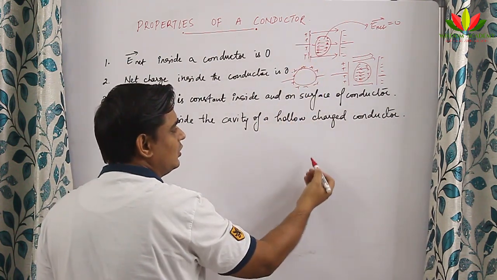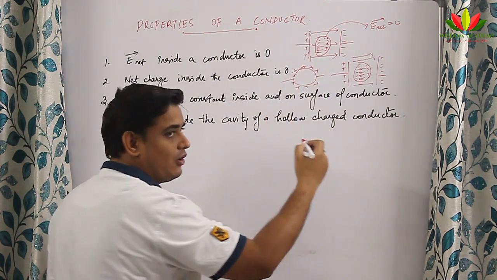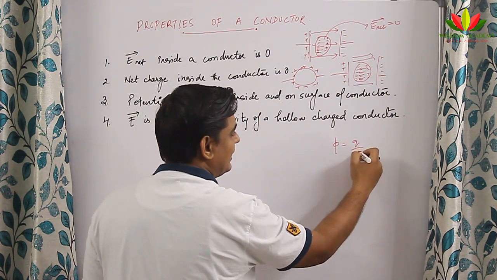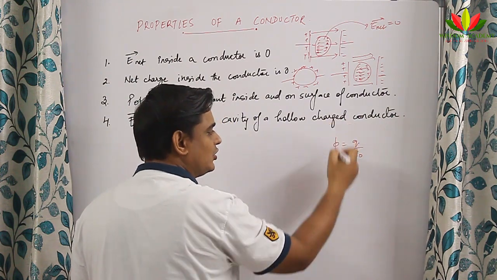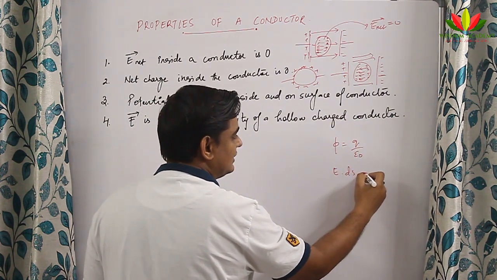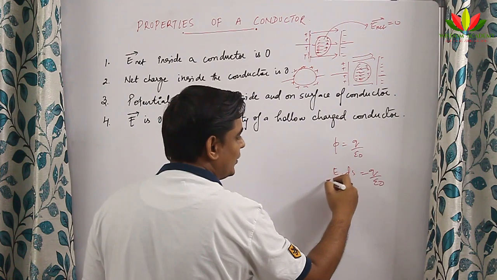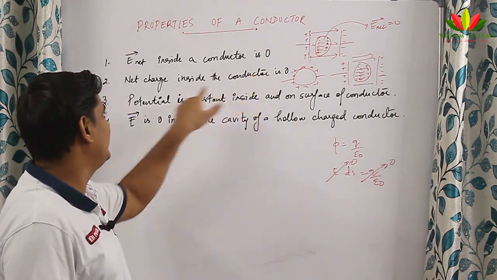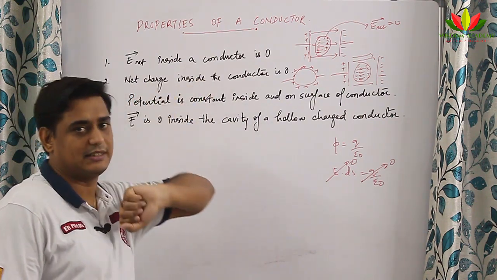When the electric field is zero, we know by Gauss theorem that phi is equal to q by epsilon naught, and phi is also equal to the integral of E dot ds, equal to q by epsilon naught. So when the electric field is zero, definitely the charge also will be zero. So there will be no net charge inside the conductor, right?